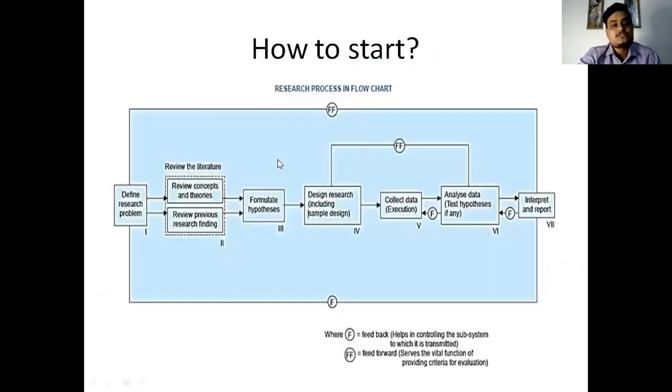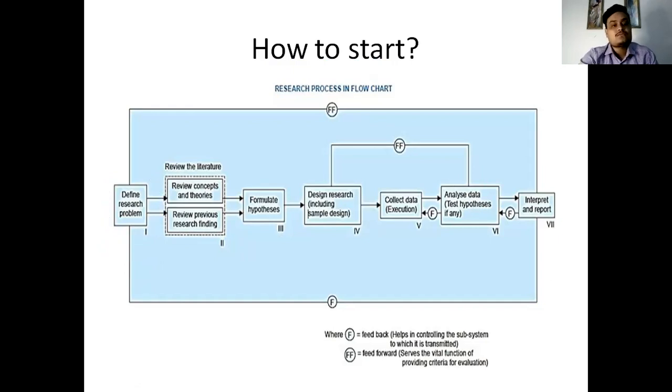So this is how you will proceed. Now, there is a particular research flow, or you can say there is a step-by-step progression to do the research. First, you need to define the research problem. That means in which particular topic you are interested. Search for related articles and find out the research gap and research problem.